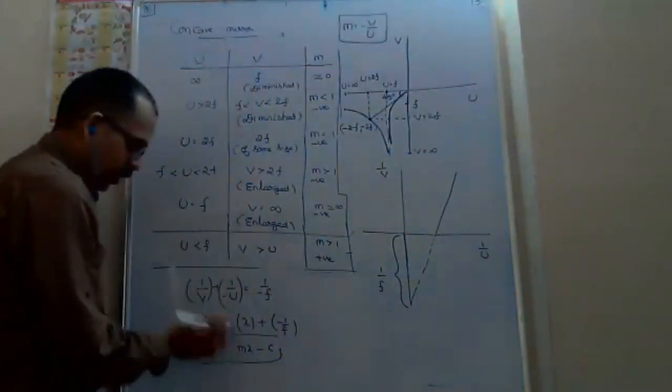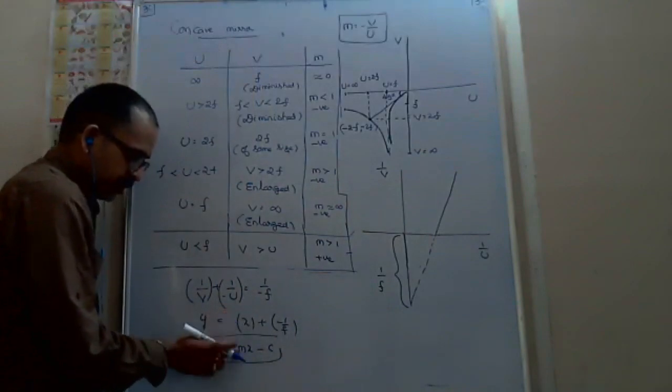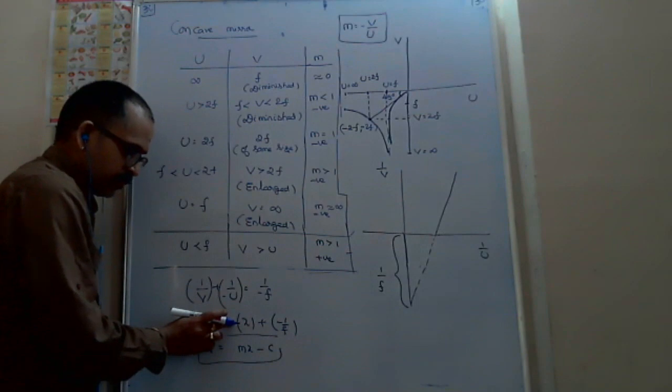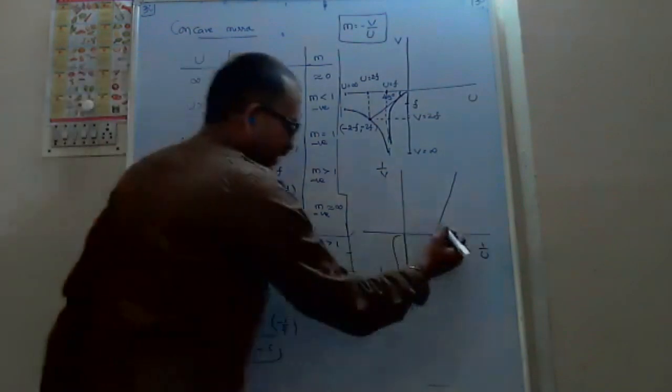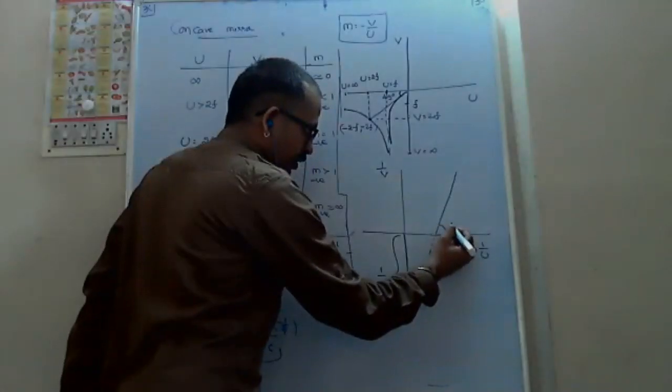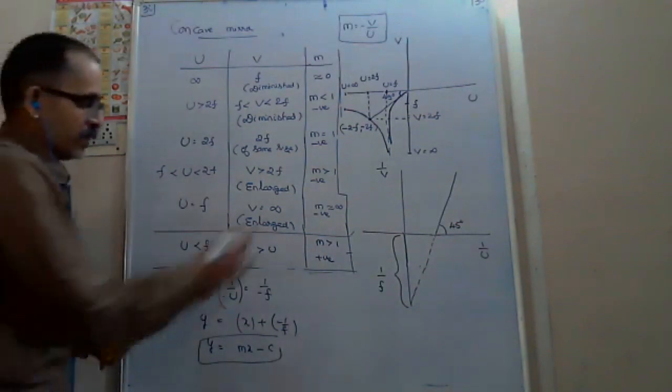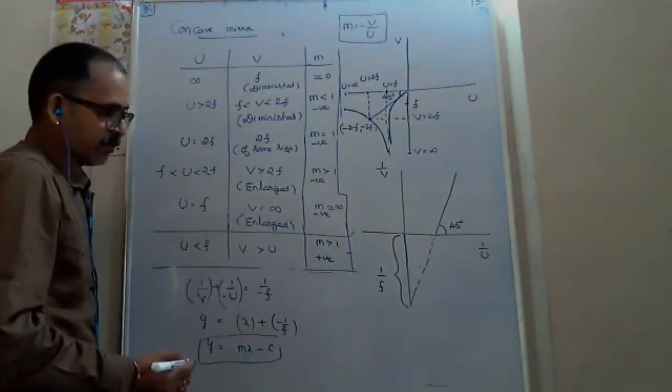And if you see here, what is the slope? M value, slope. 1, sir. 1 means theta is 45. So it's a straight line making an angle of 45 degrees with the x-axis. Okay, this is with the sign conventions.